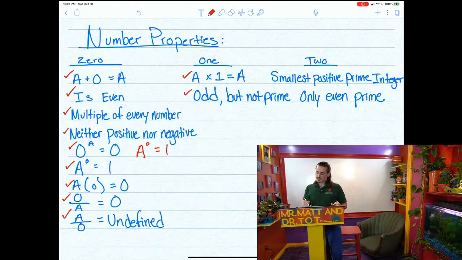For 2, remember that 2 is the smallest positive prime integer. All other even integers are necessarily divisible by 2, and therefore they cannot be prime, because prime means that they're only divisible by 1 and themselves. So 2 is the smallest positive prime integer, and it's the only even prime.